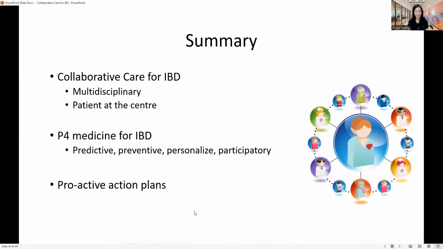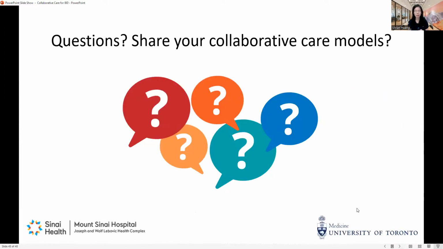So hopefully in the last 40 minutes, I tried to quickly cover collaborative care for IBD, strongly multidisciplinary, patient at the center, P4 medicine for IBD, so predictive, preventive, personalized, and participatory, and a little bit about proactive action plans. But I'd really be interested to hear from you, what kind of model do you use in your clinics and your clinical practice? Do you use action plans, or do you have e-health monitoring? Your multidisciplinary team meetings, how frequent are they? Who is involved in those? We're really interested to hear about that. I'm going to stop sharing.